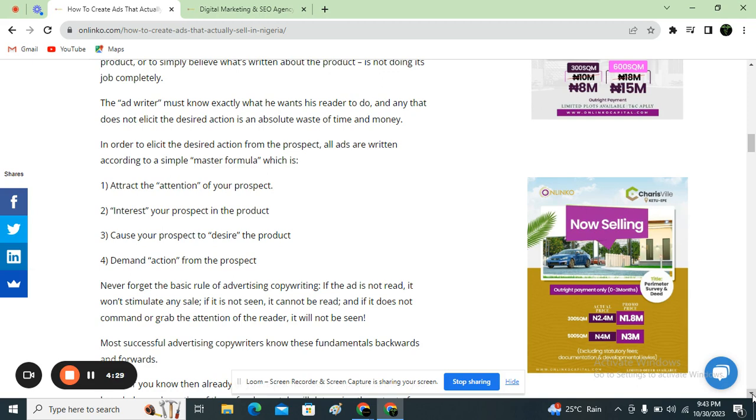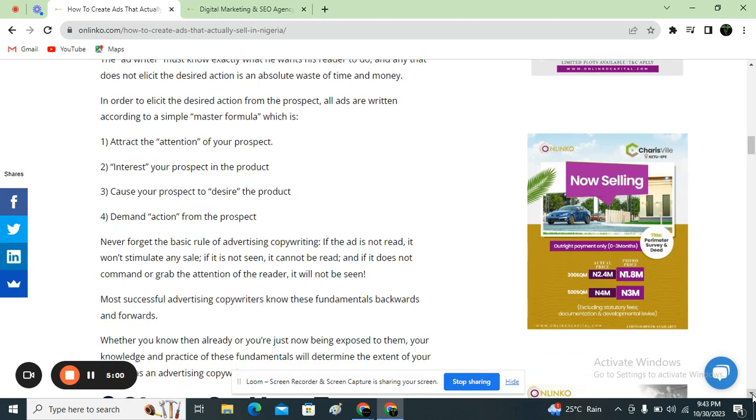Never forget the basic rule of advertising copywriting. If the ad is not read, it won't stimulate any sale. If it's not seen, it cannot be read. And if it does not command or grab the attention of the reader, it will not be seen. Are you getting it? Your ad needs to be read, your ad needs to be seen, and you need to grab attention for people to do business with you. Most successful advertising copywriters know this formula backward and forward.